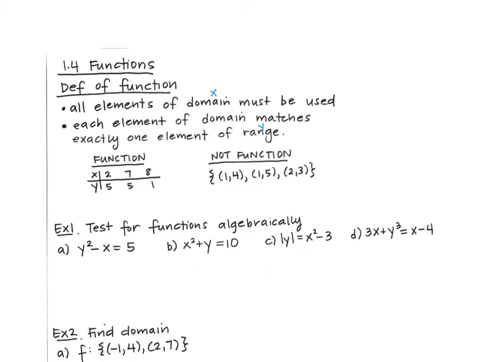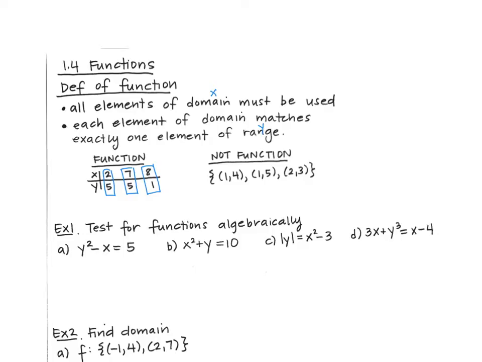So for example, on this first table here, this is a function. Why is it a function? Because the x values are 2, 7, and 8, and they are all used. And each of the x values matches with a unique element of the range. So the 2 only matches with the 5, the 7 only matches with the 5, and the 8 only matches with the 1. Each x value has only one partner.